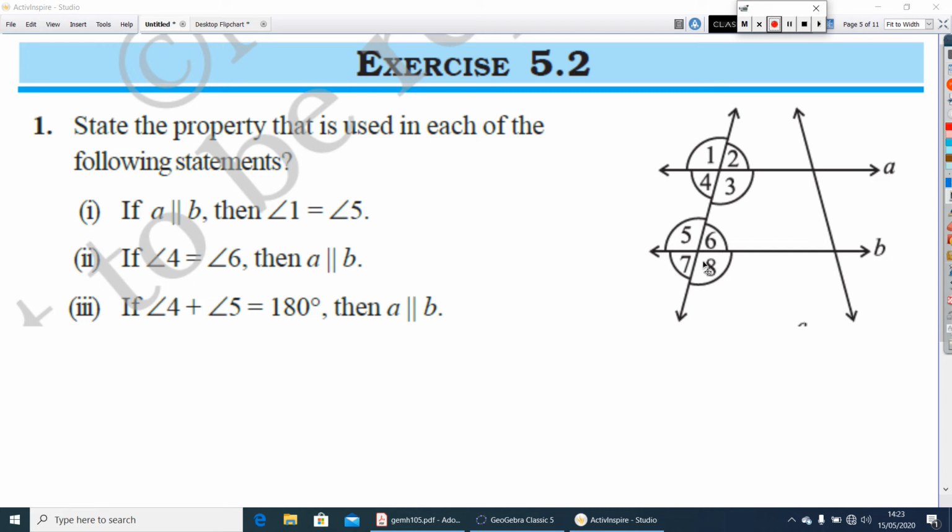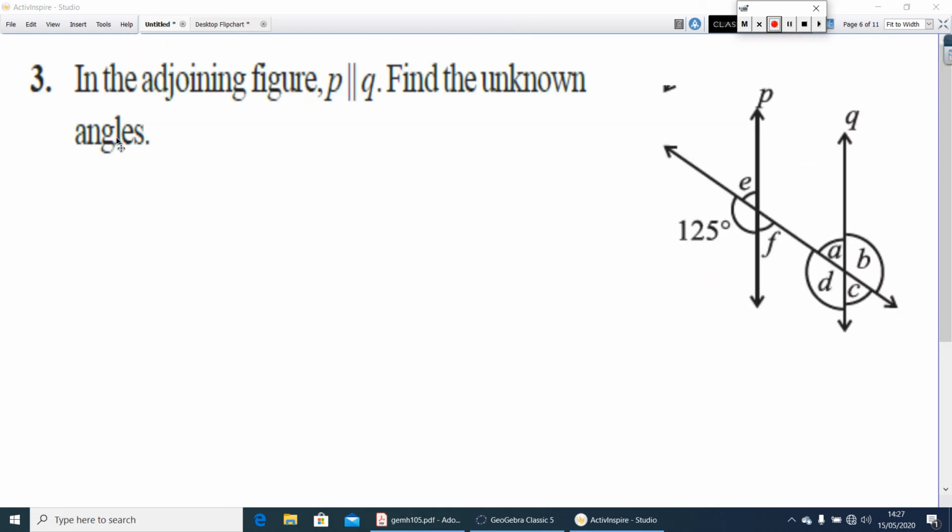If angle 4 plus angle 5 is equal to 180 degree, then A parallel to B. What are angle 4 and angle 5? They are interior angles on the same side of the transversal. You know that it is supplementary if lines are parallel. So you can write interior angles on the same side of the transversal are supplementary. That is question number 1. Question number 2 you already did in class number 3.